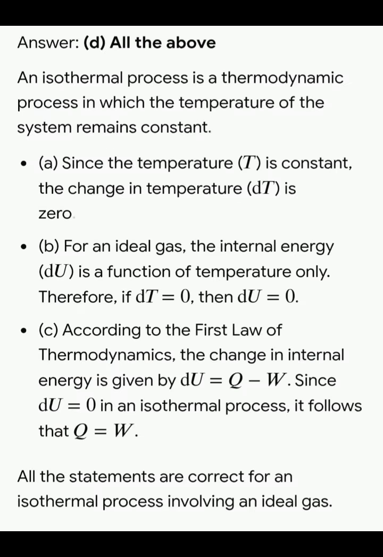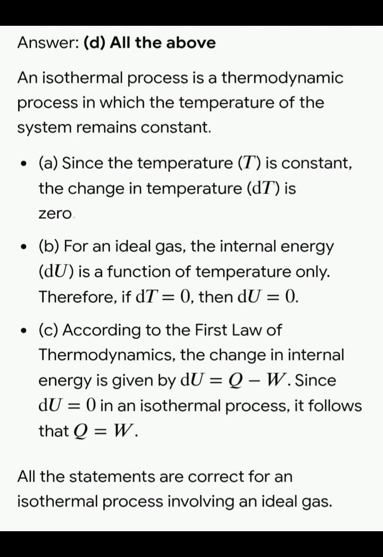The next question is, the correct statement about the isothermal processes. dT and dU are the changes in the temperature and the internal energy. Q is the heat energy and W is the work done. We know for an isothermal process temperature is constant. That means the change in temperature dT is equal to 0. So for an ideal gas, the internal energy dU is a function of temperature only. So if dT is equal to 0, then dU is equal to 0.